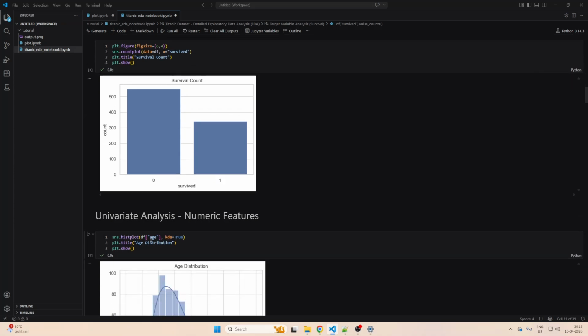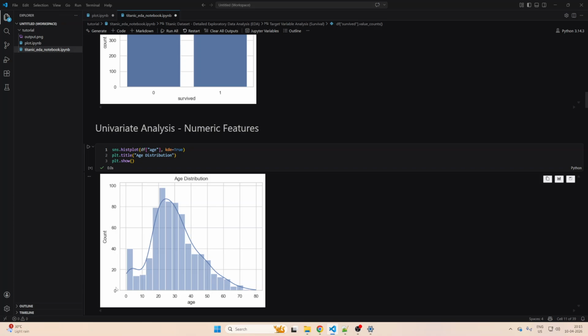Now let's see how the age is distributed. We use a histogram to plot that, and KDE to see the distribution. So the average age is around 29, but there are older people. It is right skewed. The distribution is right skewed.